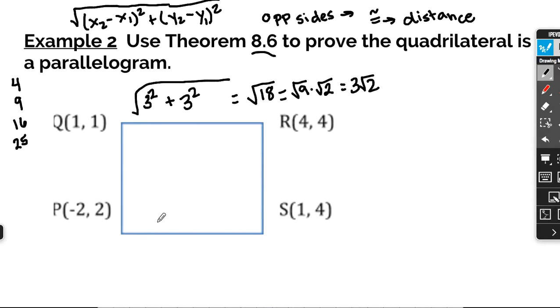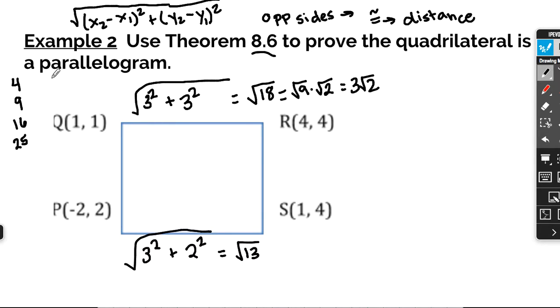So we're going to look at side PS and see if it has the same length. If it does, then we can go on to QP and RS. If not, then we can prove that it's not a parallelogram. So using that same method, I'm going to find distances. Negative 2 to 1, that's 3 numbers, so we're going to start with 3 squared. 2 to 4, that's 2 numbers, so that's 2 squared. So 3 squared is 9, 2 squared is 4, 9 plus 4 is 13.